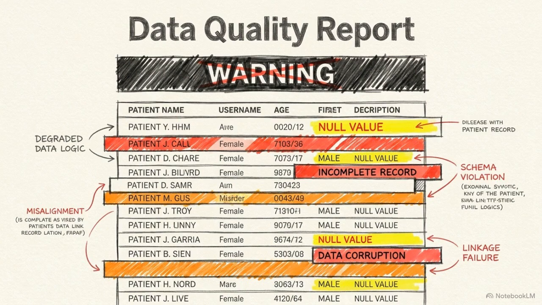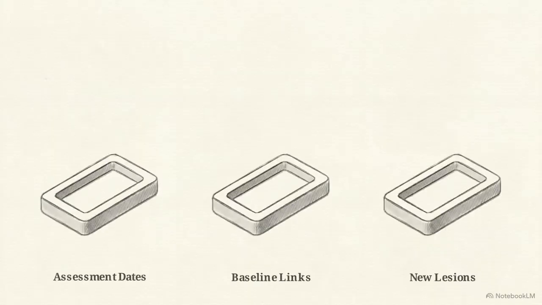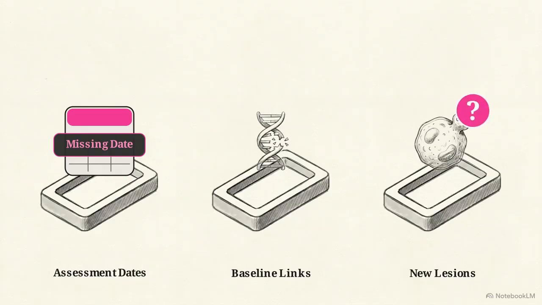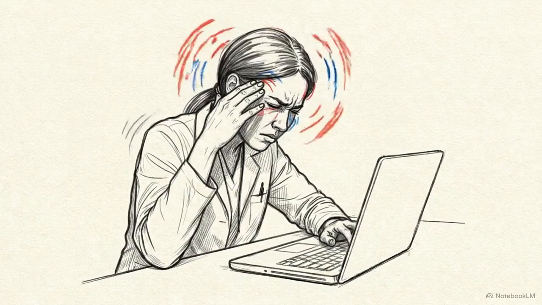Let's review the common mistakes that routinely degrade oncology data. The overuse of free text fields is a destructive habit. An interface full of unstructured paragraphs makes systematic response derivation impossible. Other major traps include failing to mandate assessment dates, leaving baseline identifiers unlinked, and neglecting the specific logic required to capture new lesions.